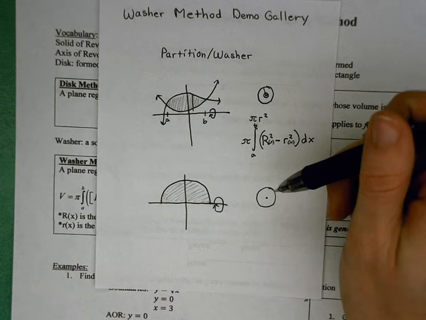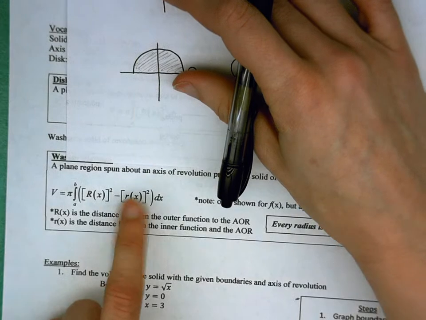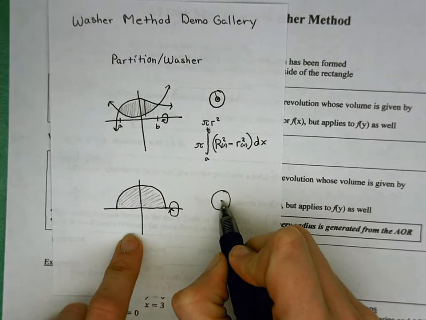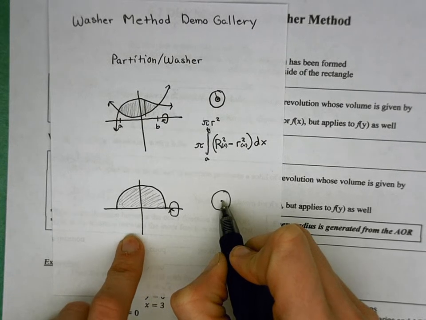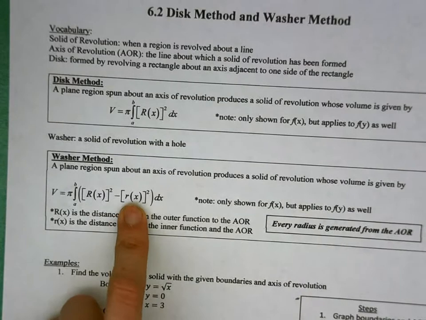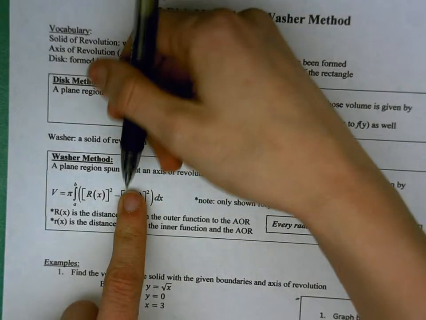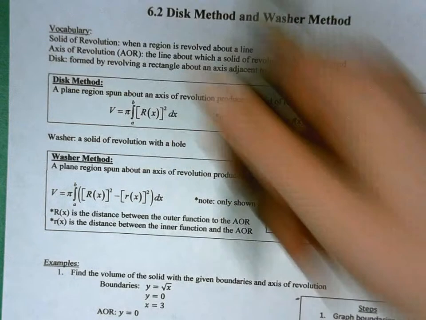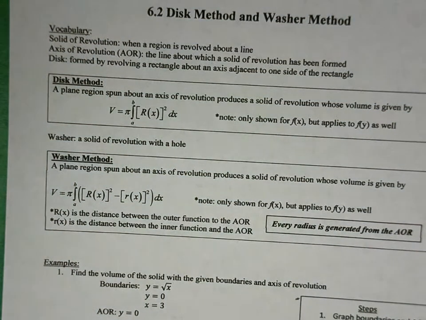But remember, disk method is just a region with no hole. And so if we were trying to find our little r for something that has no hole, well, what would be our little r? 0. And so 0 squared, you're minusing 0, which is nothing, and that's how we get this disk method. And so you actually can use washer method or the idea of washer method in finding the volume of a disk, but just remember your little r is 0 because it's attached to the axis of revolution.